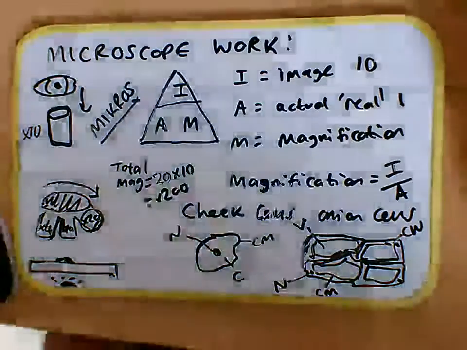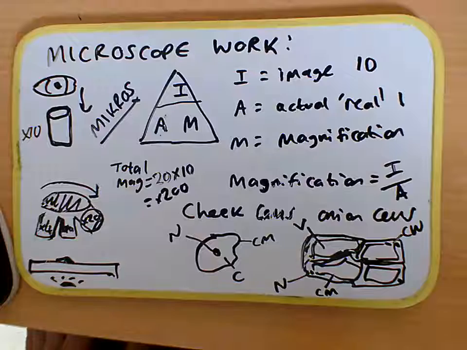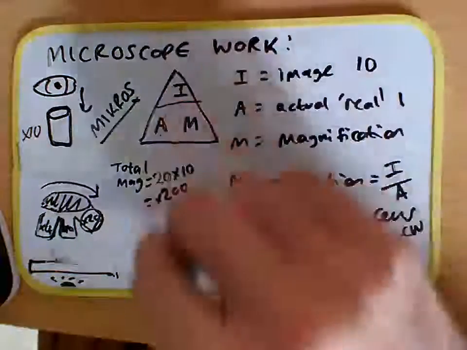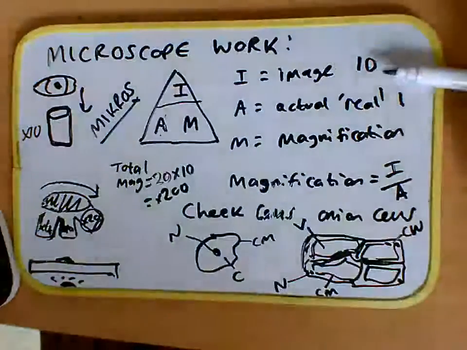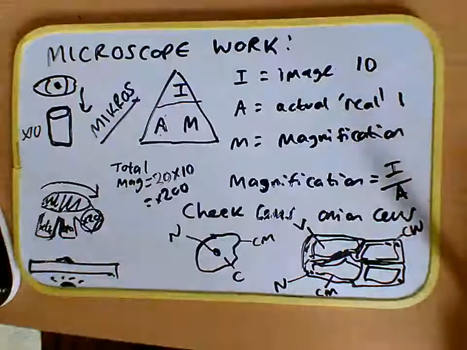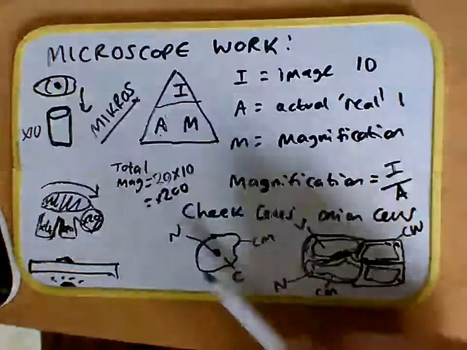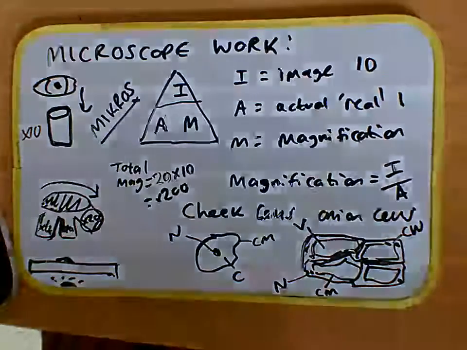Okay, so I hope that helps in terms of microscope work. The main parts of the microscope, how we calculate the total magnification, how we can calculate magnification, and then maybe identifying cheek cells and also some onion cells.